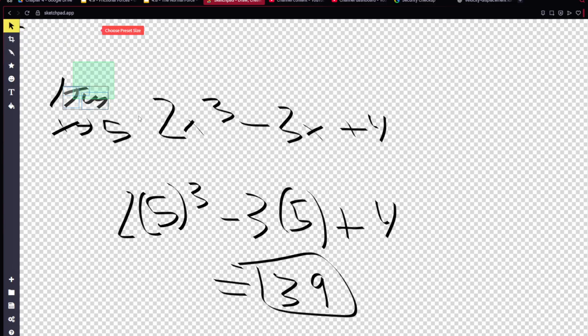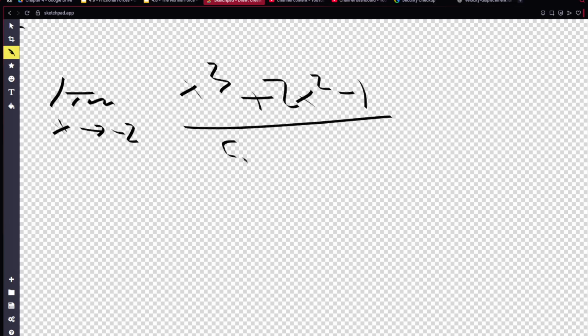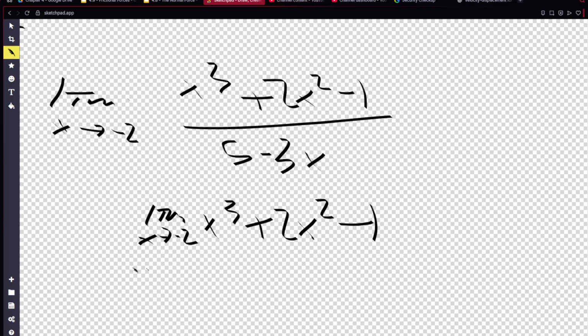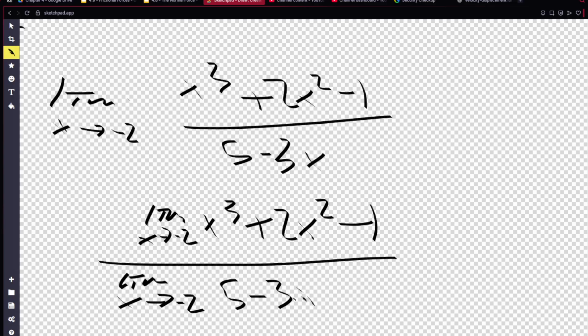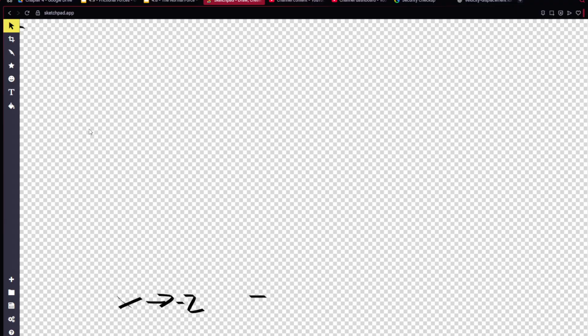Now we're going to go over this one, which is the limit as x approaches negative 2 of x cubed plus 2x squared minus 1. The thing that immediately comes to mind here will be direct substitution using the quotient law. So we'll break this into two functions. The limit as x approaches negative 2 of the top part, and then that of 5 minus 3x. Let me do the math in my head. That would be 11, and that would be 1. So 1 over 11 is the limit.